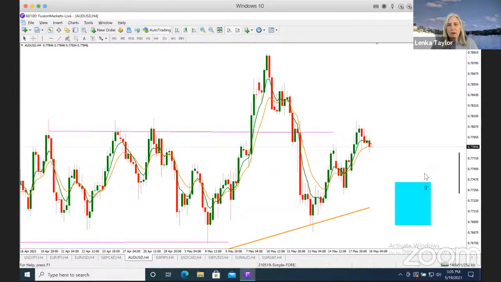On the 4-hourly, the entry for this would need to be closer to this channel line. The price needs to first fall towards this channel until it gets to this aqua box as the entry area. And if it gets to this entry area, then I would be looking for a reversal for a long.